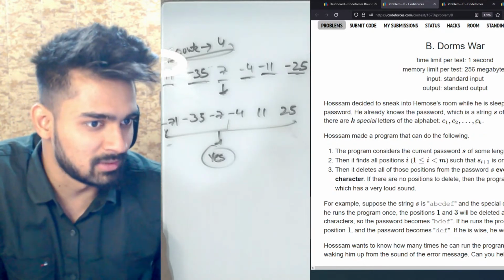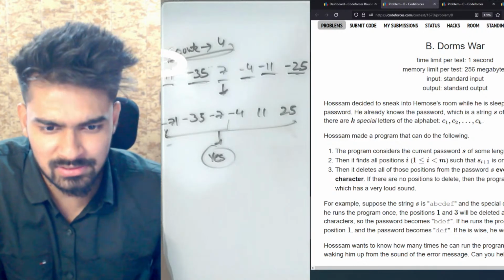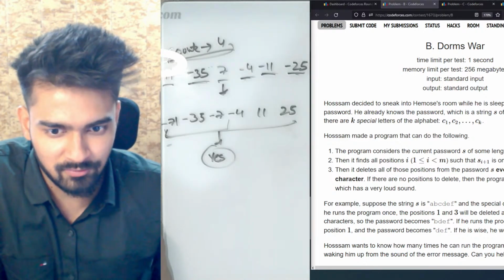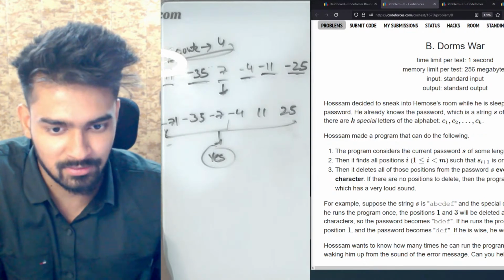C1 till CK. Harshit says, "Bhai, aapne." Okay, Harshit, I'll look for your message after the stream. I'll definitely reply to your message.